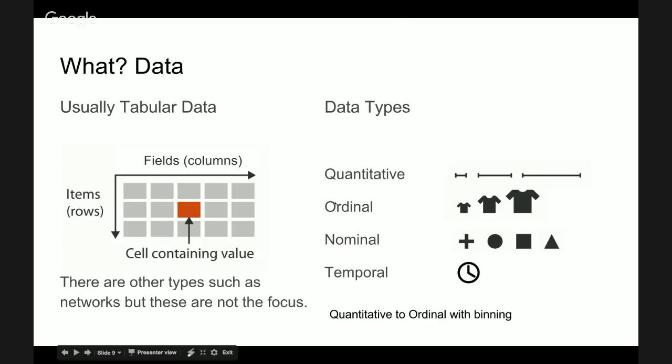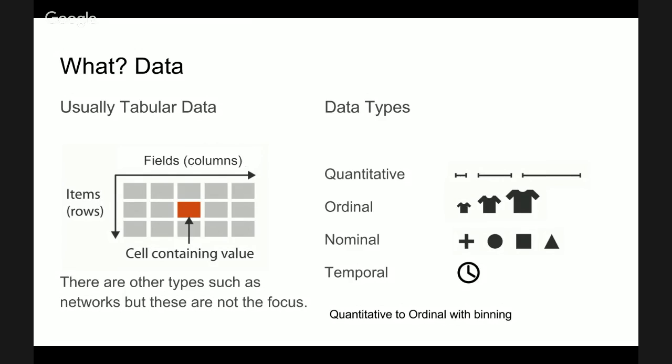Ordinal means there's some inherent order in the data. So for example, these T-shirt sizes, there's an order in them. So there's big, medium, and small. You cannot necessarily say that big is twice as big as small, but that's not important here. For ordinal, we only need an order.